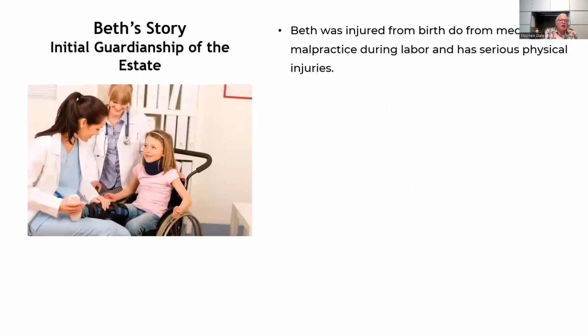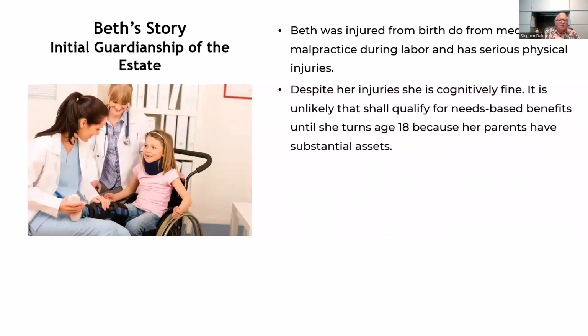Beth's story. Beth is injured from birth due to a medical malpractice during labor and has serious physical injuries. A lot of our large cases are birth injury cases. Despite her injuries, she's cognitively fine. It's unlikely that she will qualify for needs-based benefits until she turns 18 because the parents have substantial assets.